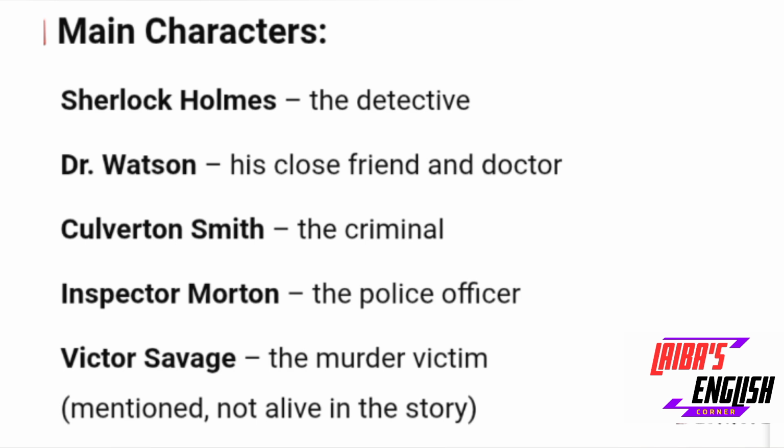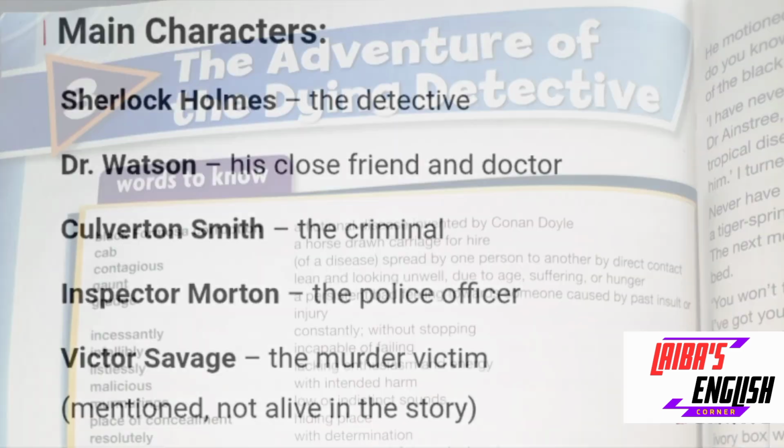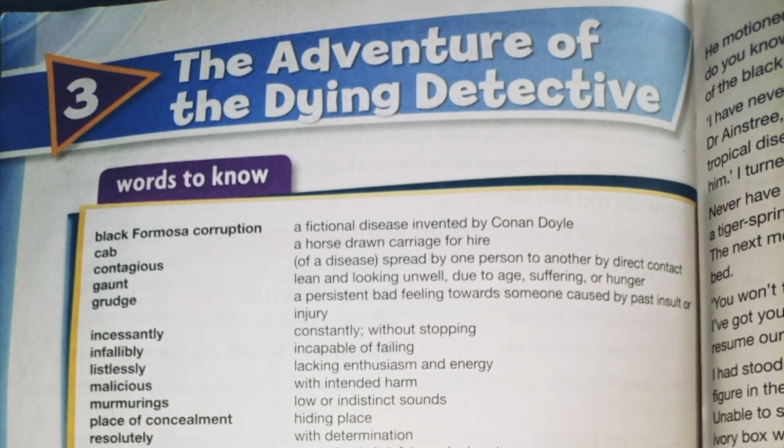Now we will start with the chapter line by line explanation and we will understand them. The Adventure of the Dying Detective. First of all, we will discuss words to know. First word is Black Formosa corruption. Black Formosa corruption basically means a fictional disease invented by Conan Doyle. Now fiction basically means imaginative, so it was an imaginative disease which was invented by the writer Conan Doyle.